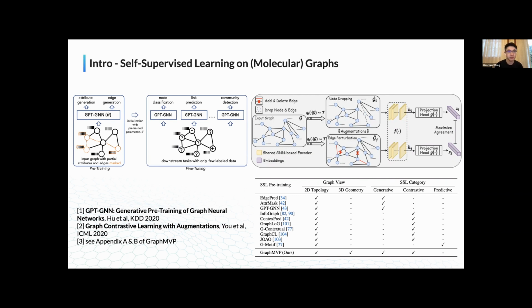In our work, we have also compared GraphMVP with a bunch of other 2D graph SSL works, and we provide a conclusive summary in the appendix of our work. Before GraphMVP, there was not much work using the 3D information of the molecule graphs for self-supervised pre-training of graph neural networks.